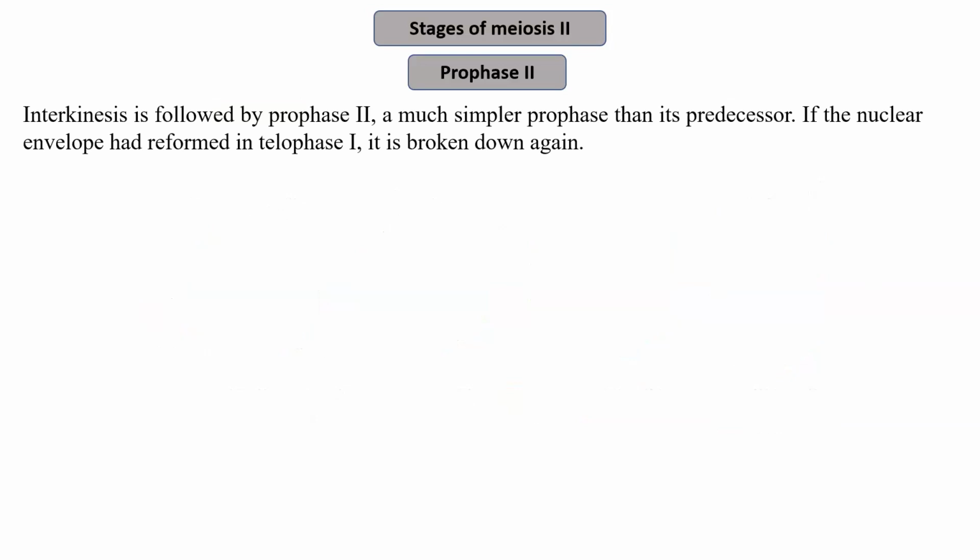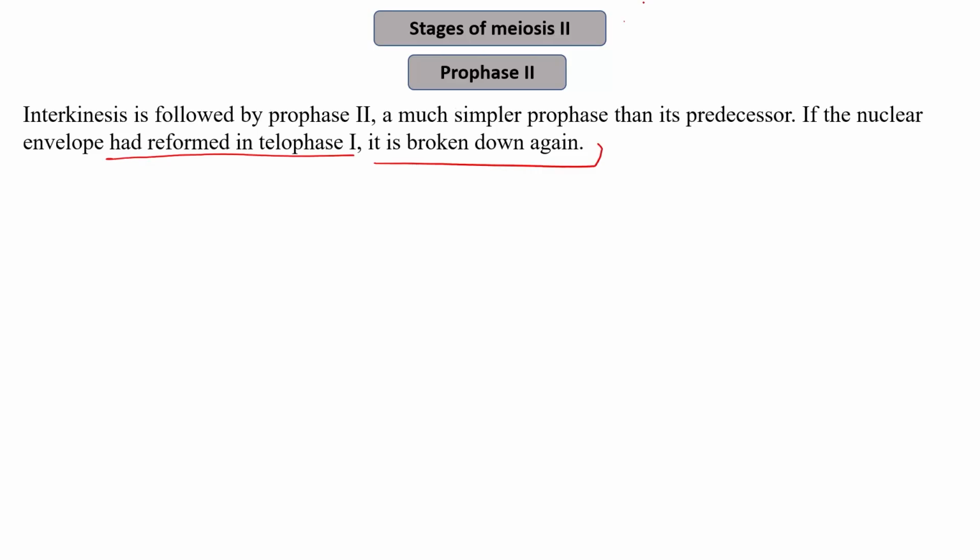The interkinesis, which is the stage between the 2 meiotic divisions, is followed by prophase 2. This prophase 2 is much simpler as compared to prophase 1. In prophase 1, it has 5 stages where chiasmata formation and recombination happen, so there is some exchange of genetic material. But in this, it is quite simple. It is like the prophase of mitosis. If the nuclear envelope had reformed in telophase 1, it has to be broken down again.